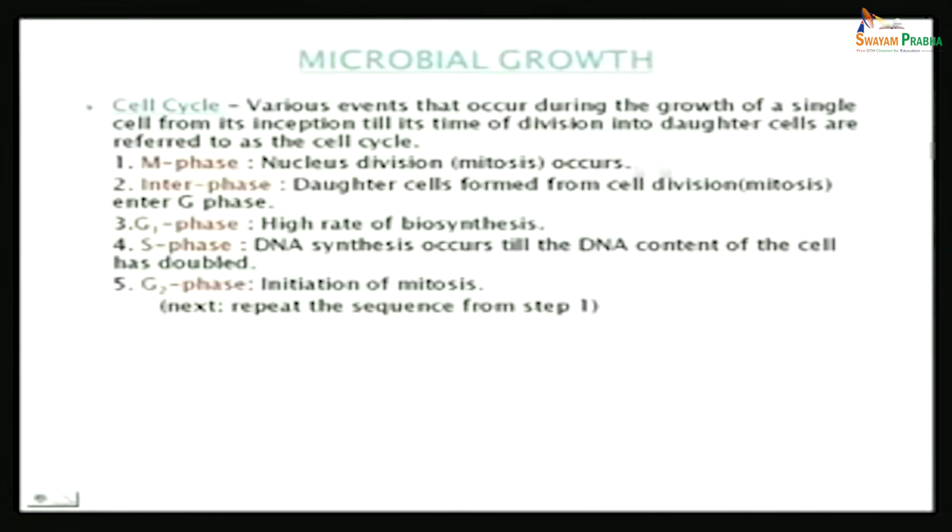So this is a cell cycle, and that's why it's called a cycle. You start with the M phase, where nucleus division or mitosis occurs, followed by the interphase, where the daughter cells are formed from cell division, and it enters the growth phase. The growth phase has the high rate of biosynthesis, G1, then the S phase, which is the DNA synthesis, and then the G2, which is the initiation of the mitosis, and it goes back to the M phase. So this is the entire cell cycle.